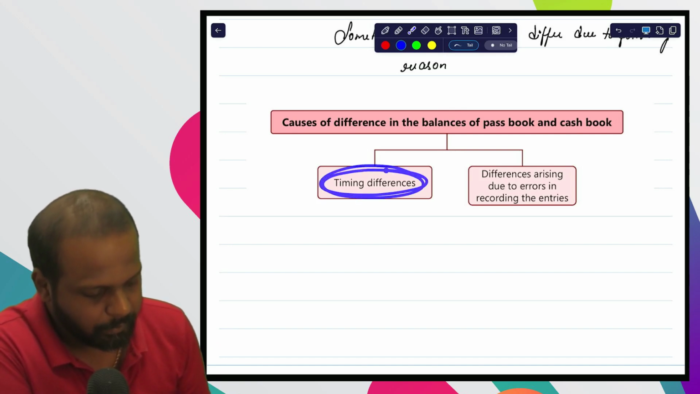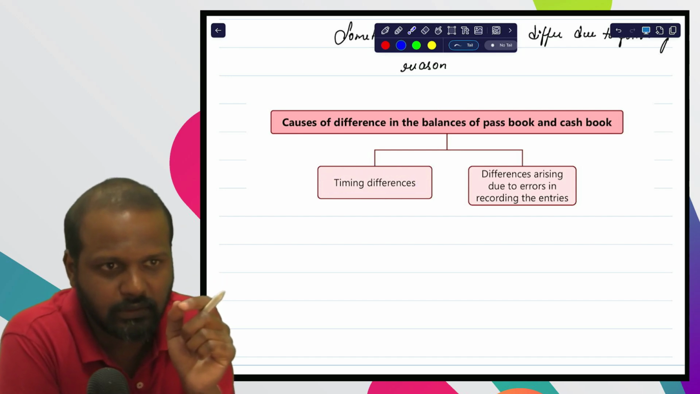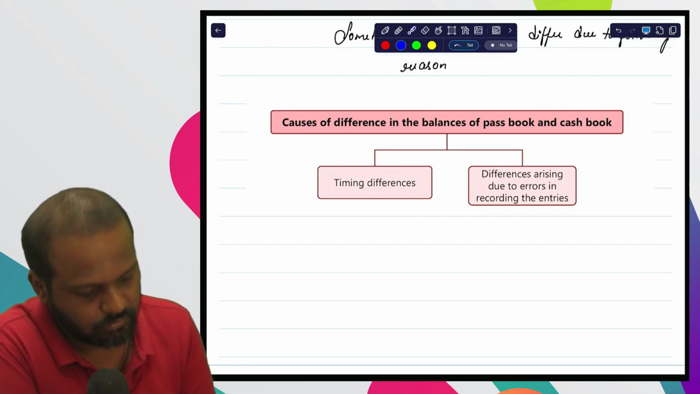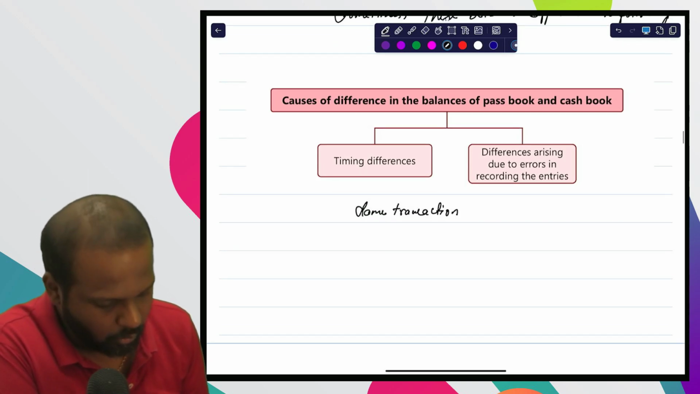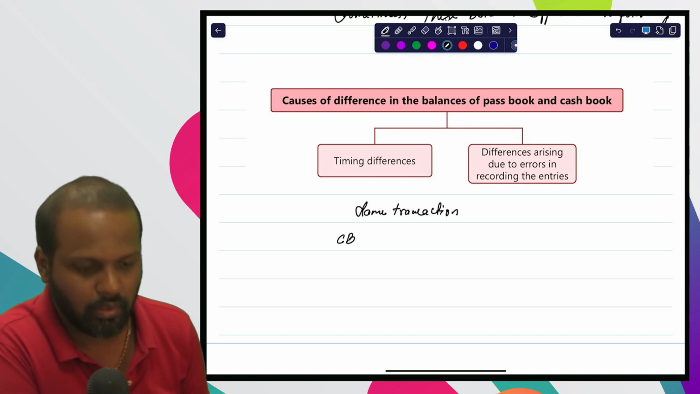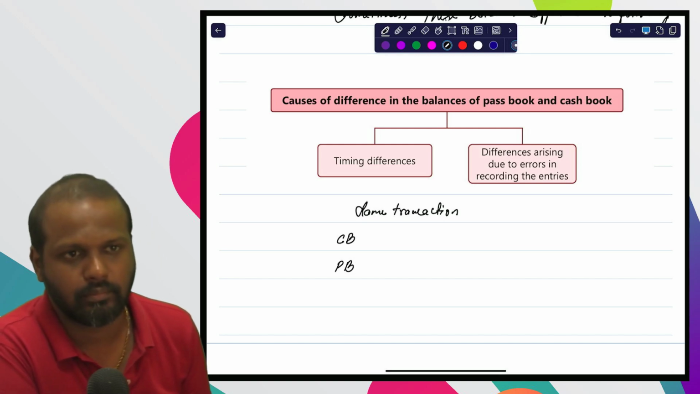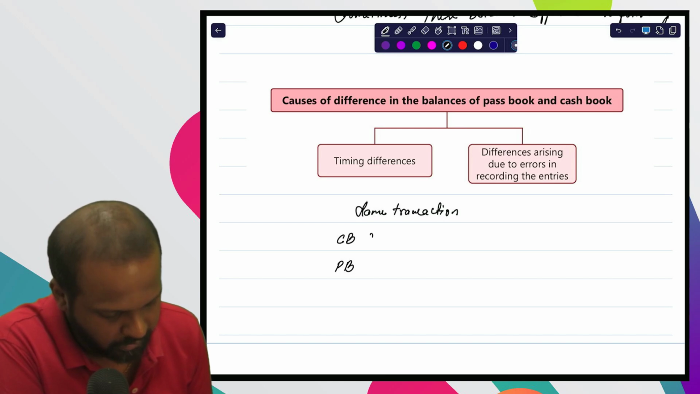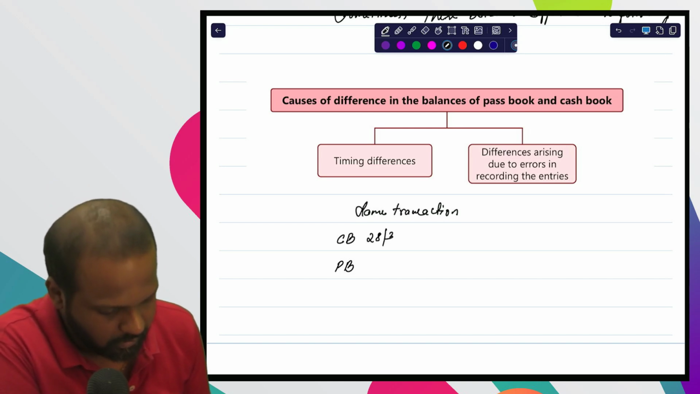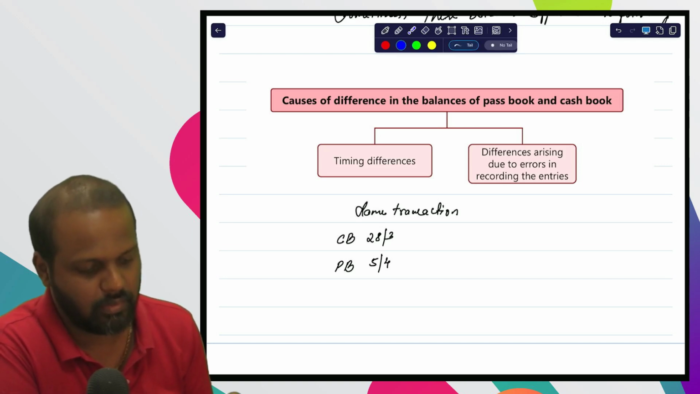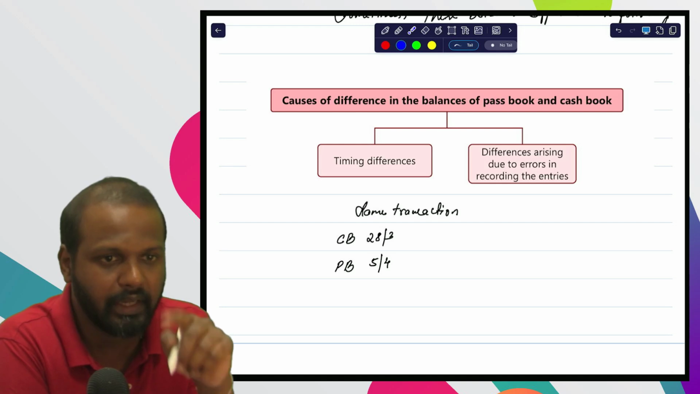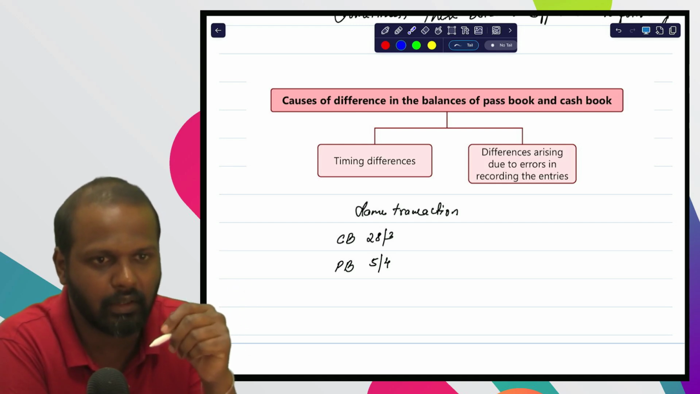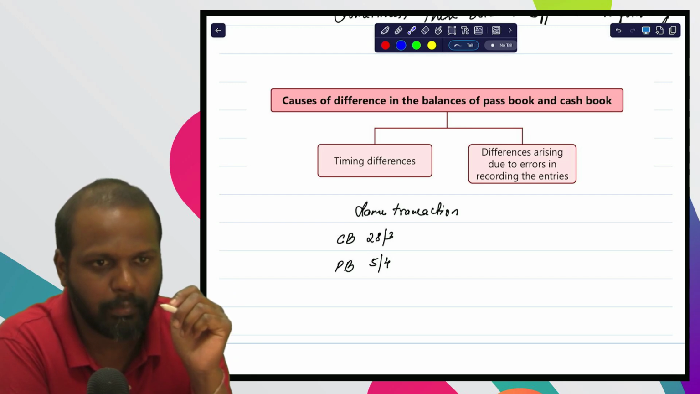Now understand what we mean by this timing difference. Timing difference means the same transaction, exactly the same, one single transaction is there, but it is recorded on a different date in cash book and a different date in passbook. Let's say in cash book it is recorded on 28th March and in passbook it is recorded on 5th April. Transaction is same, amount is same, single transaction, but date is not same. Date of recording is not same. There is a difference in timing of recording.